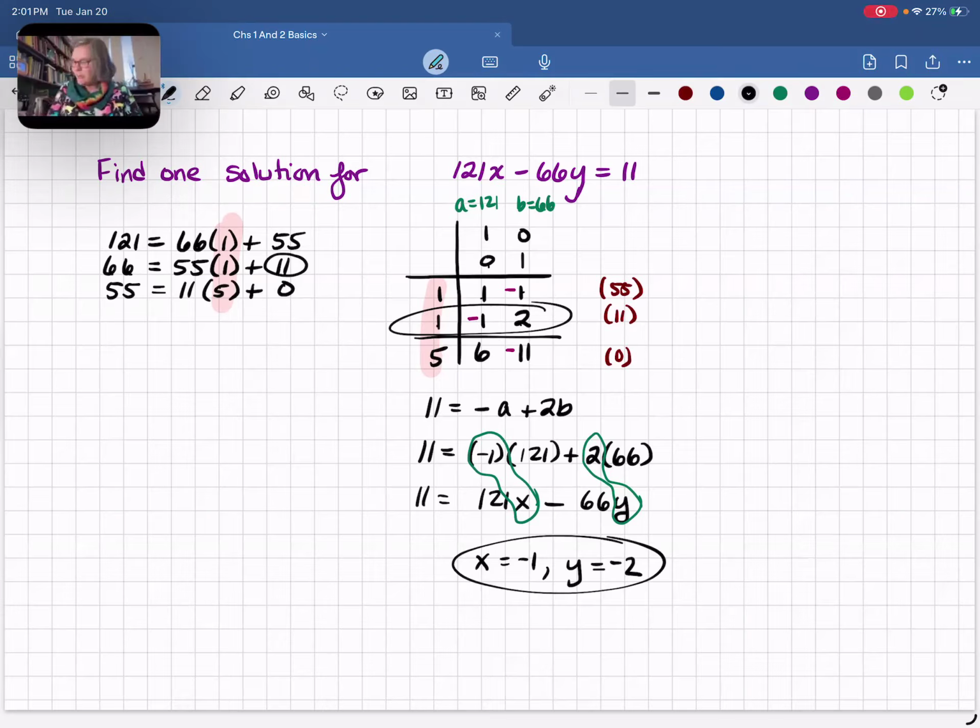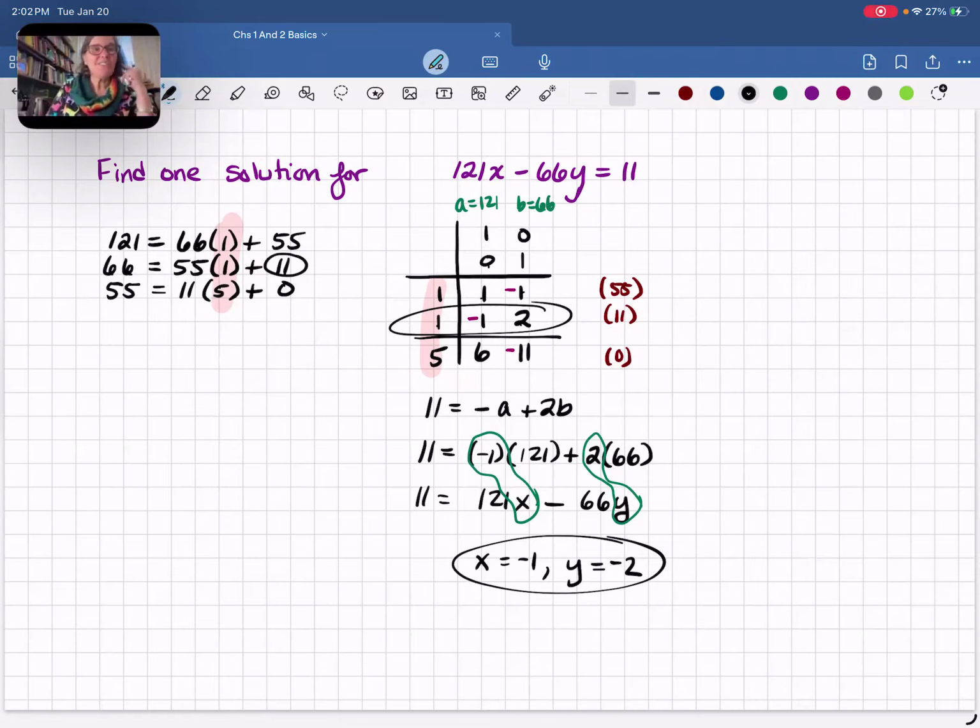And I can check my answer. I can go back up to my original equation, 121x minus 66y, and try 121 times negative 1 minus 66 times negative 2 equals, and if you look, you'll see that I did get 11. Okay, so yay, it worked. I clearly have to practice holding a calculator up to the camera.